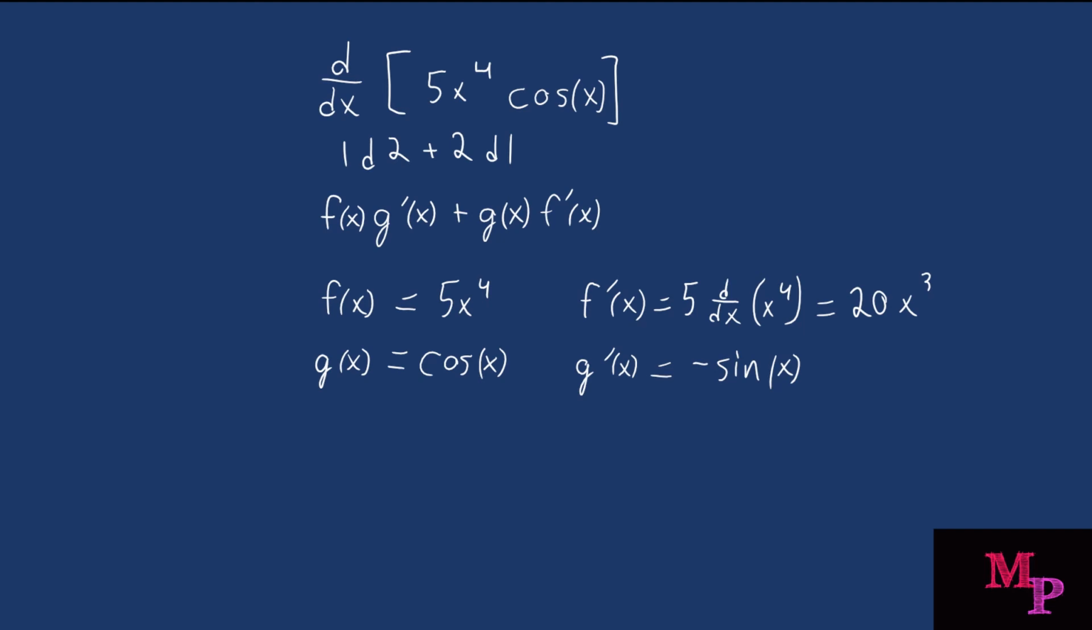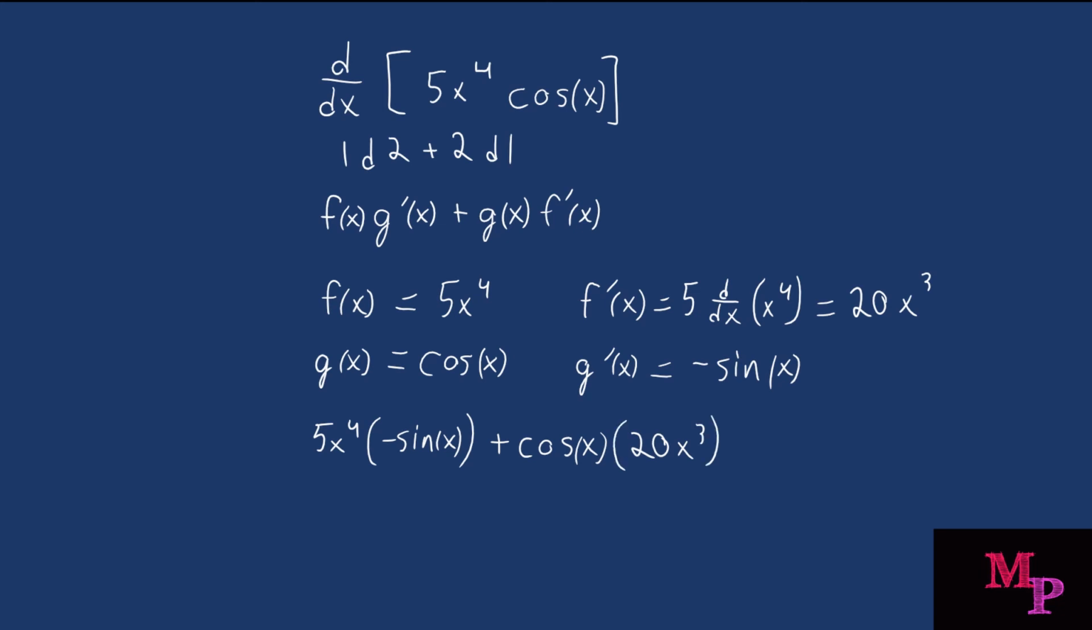So f of x is 5x to the fourth, and that's times the derivative of g of x, which is negative sine of x, plus g of x, which is cosine of x, times the derivative of your first function, which we found to be 20x cubed.